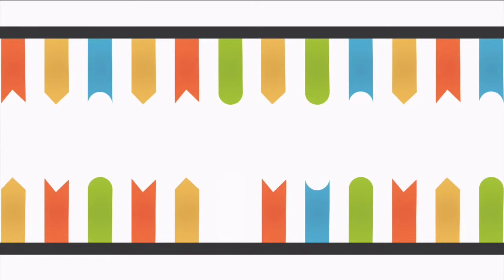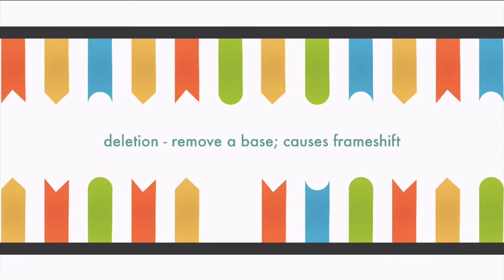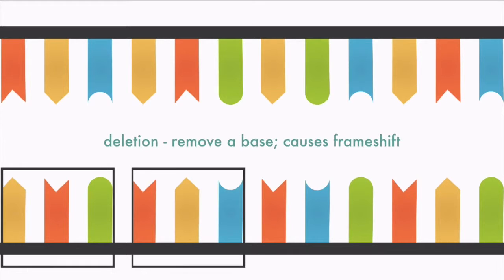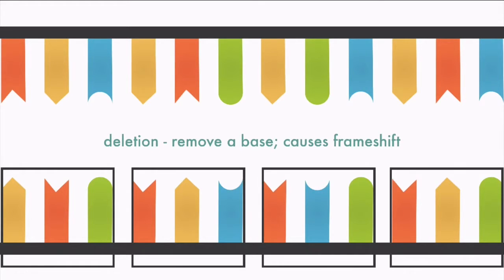A deletion removes a base, but also causes a frame shift, which changes every amino acid after the mutation. Originally, the codons would be formed in this pattern. But after the deletion, the amino acid sequence will change because the bases shift by one. The resulting protein will likely be non-functional.